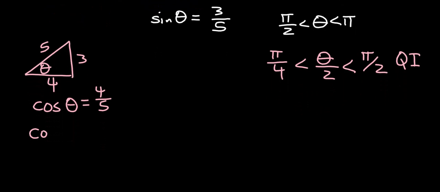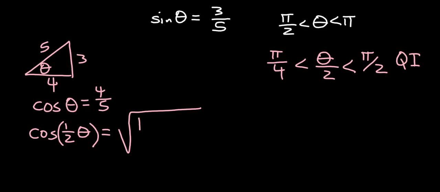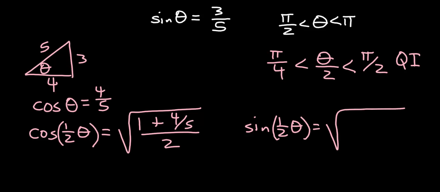Now we can find cosine 1/2 theta. It's just going to be the square root of 1 plus 4/5 over 2. There you have it. And we can do the same thing for sine. It's going to be the square root of 1 minus 4/5 over 2.